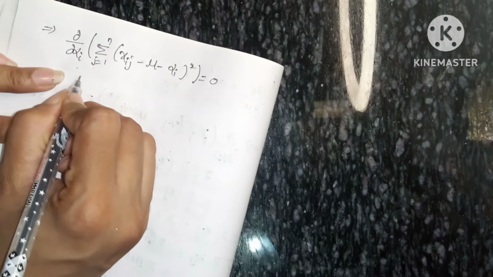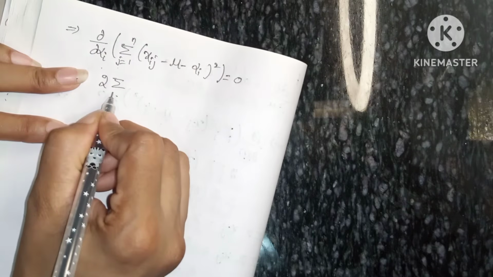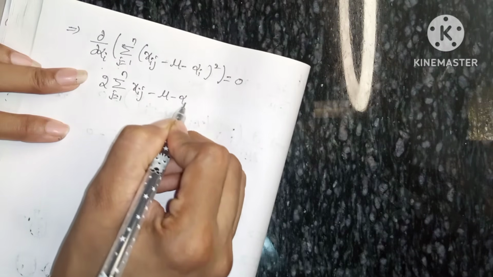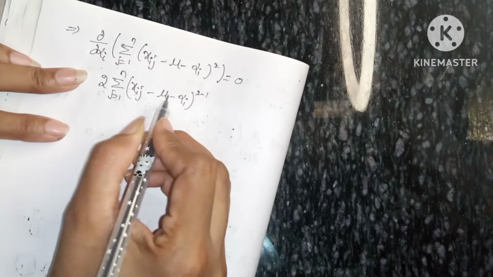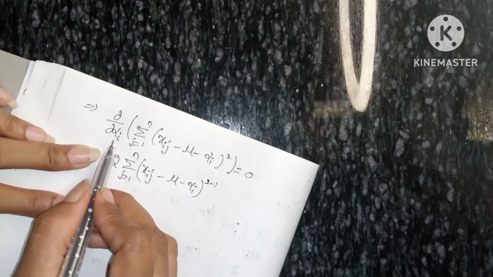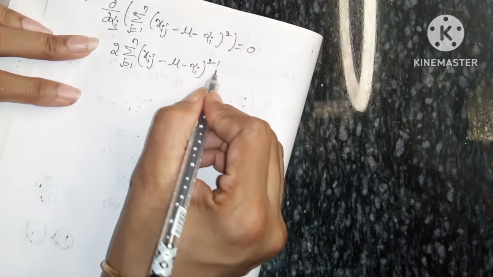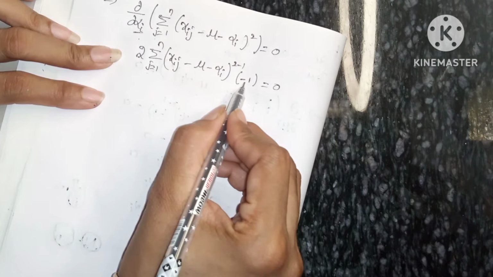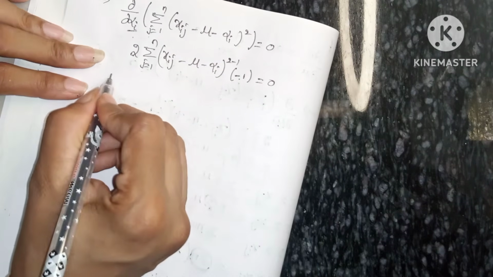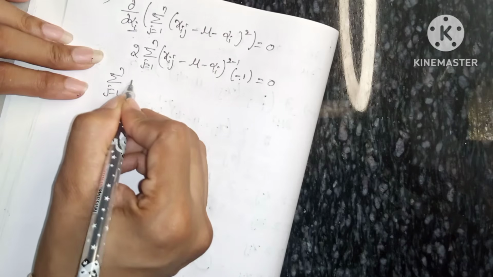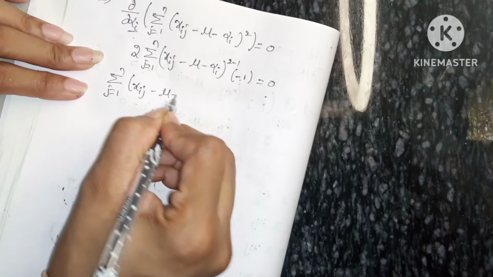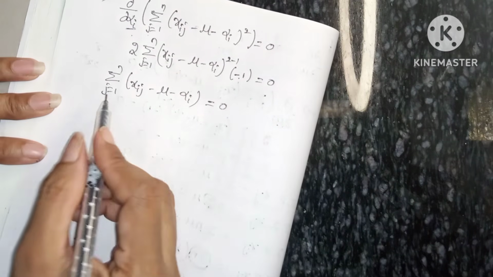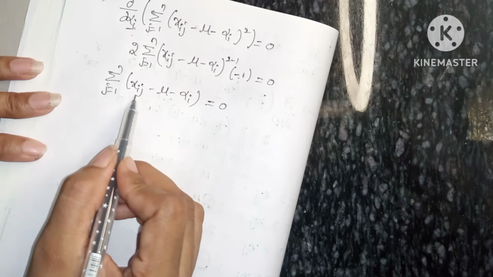So 2 times summation j equals 1 to n of xij minus mu minus alpha I, all to the power of 2 minus 1, times the derivative with respect to alpha I. The coefficient of alpha I is minus 1, so that equals 0. 2 into minus 1 is minus 2; taking that to the other side we get 0. So summation j equals 1 to n of xij minus mu minus alpha I, to the power 2 minus 1, which is 1, equals 0.